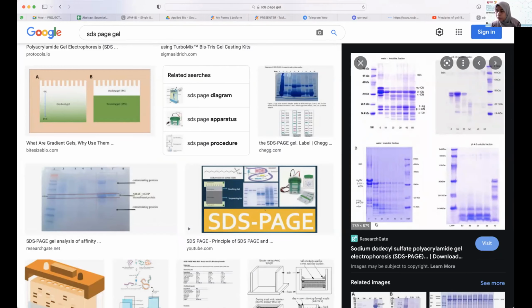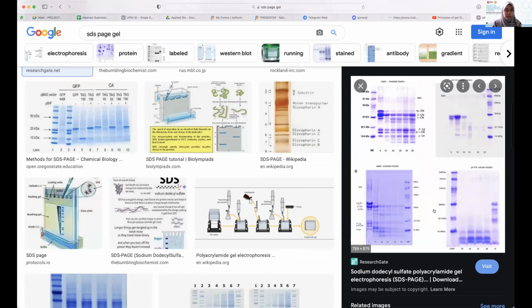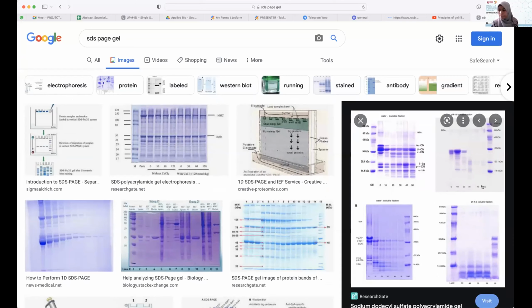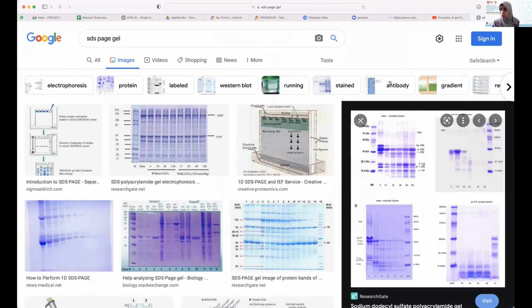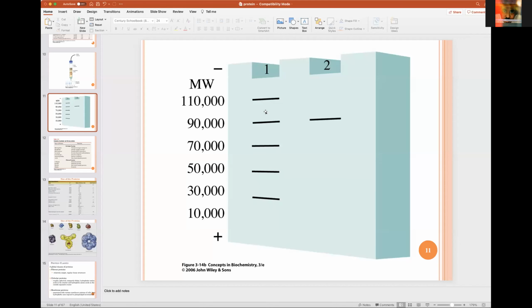Farah asked, what is the difference between column 1 and 2? Which column, Farah? Again, Farah? Maybe you want to speak up. Are you referring to the slide or to the gel that we are showing on the website? Are you referring to this slide? Okay, so now you get the answer, right?